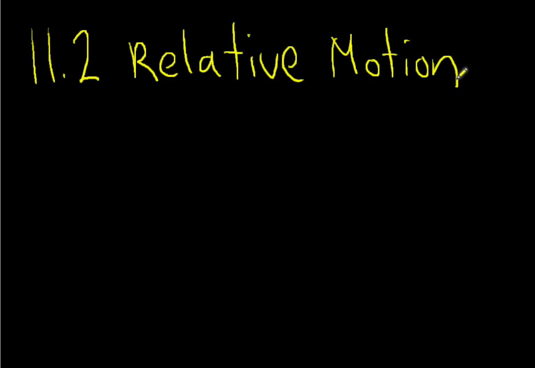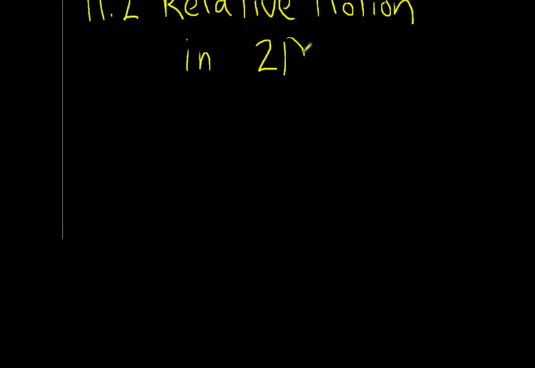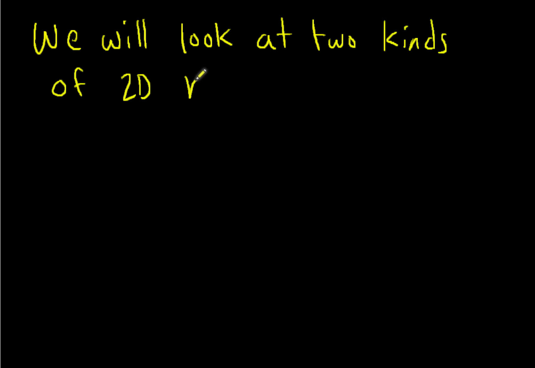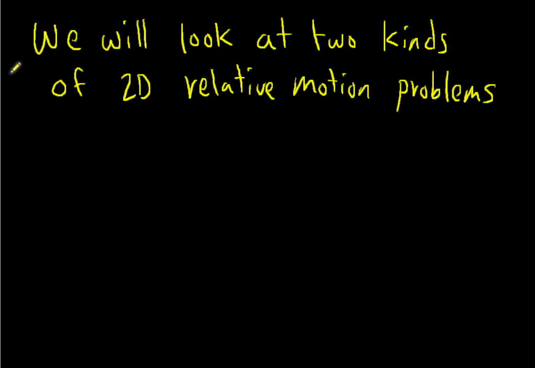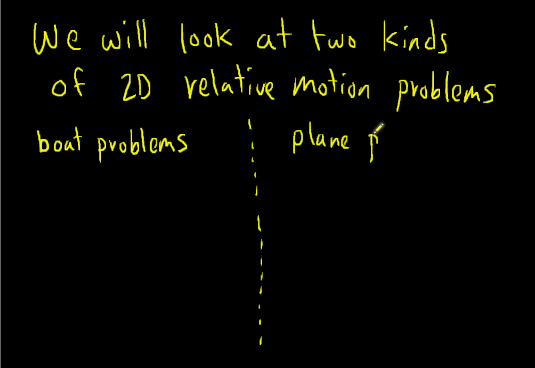11.2 Relative motion in two dimensions. In Physics 20, we will look at two kinds of two-dimensional relative velocity problems. We're going to look at boat problems and plane problems. In both of these situations, we have an object moving within a moving medium.